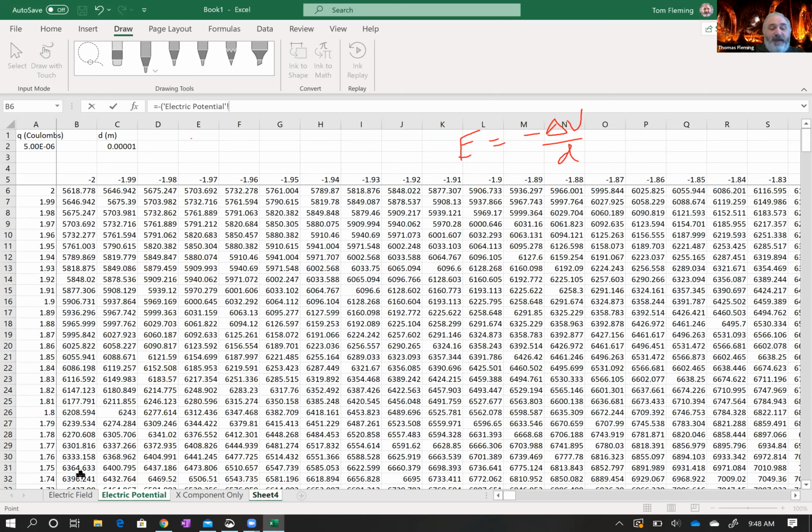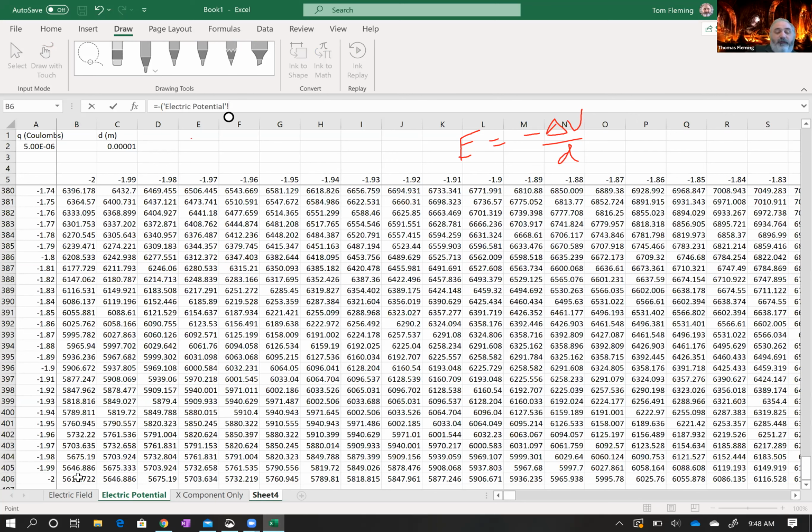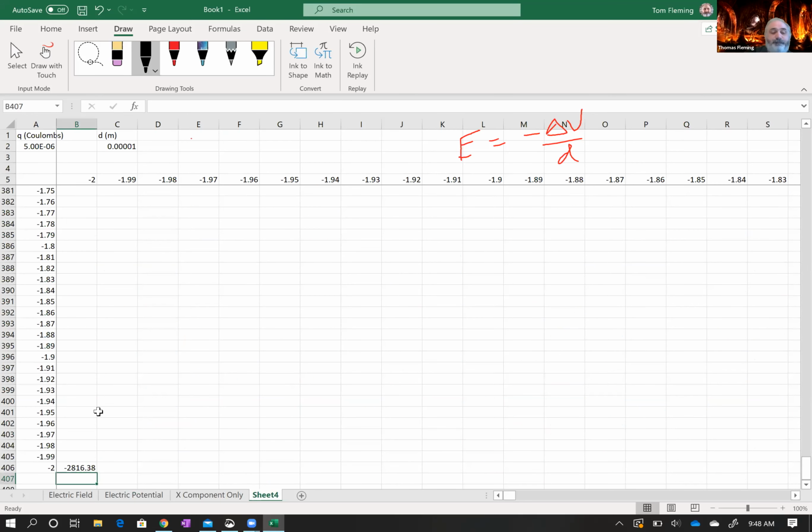So I'm starting at -2, -2, and I'm going to go up to -2, -1.99. So there's my final here. I'm clicking the top box first, minus the initial. And again, I'm dividing by the 1 centimeter distance between those two boxes. And that gives me the electric field in that location. But that's the Y component.